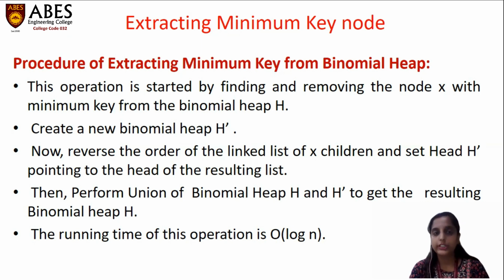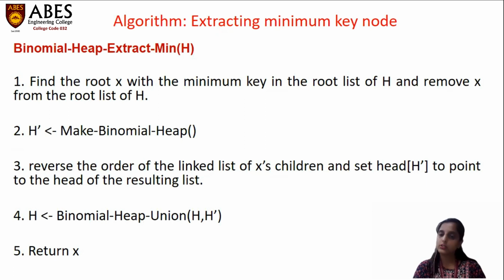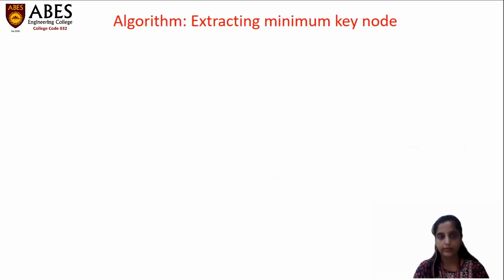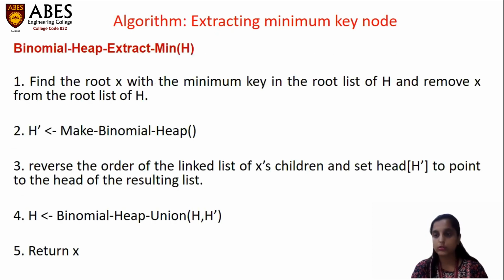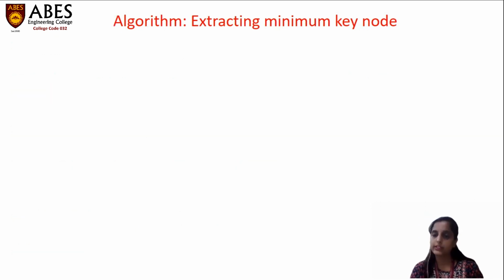Now this is the procedure of extracting the minimum key from the binomial heap. We'll discuss all these steps one by one with the help of an example. This is the algorithm. In the algorithm, as you can see in this slide, I have used the same statements in the upcoming slides, but with the help of examples.